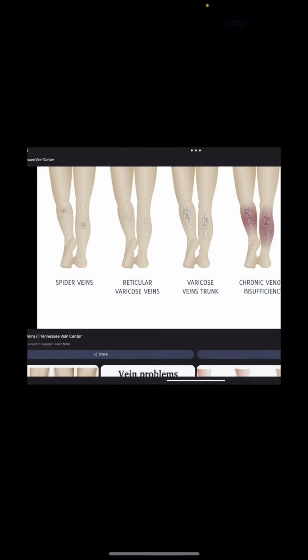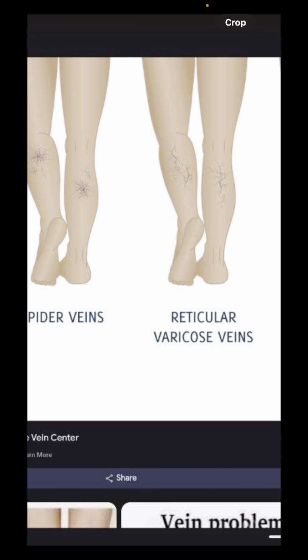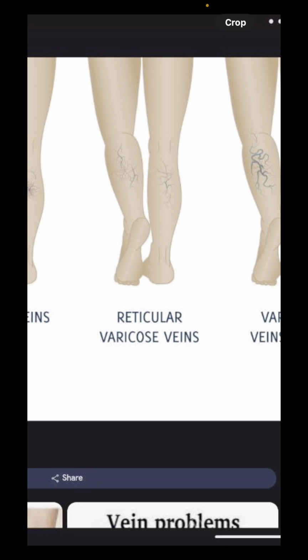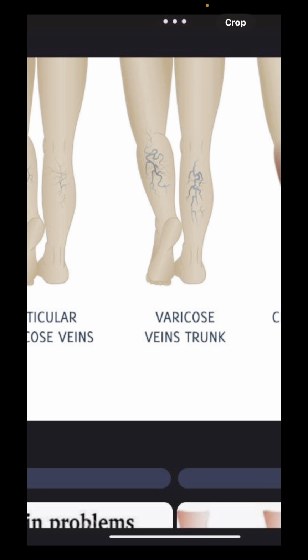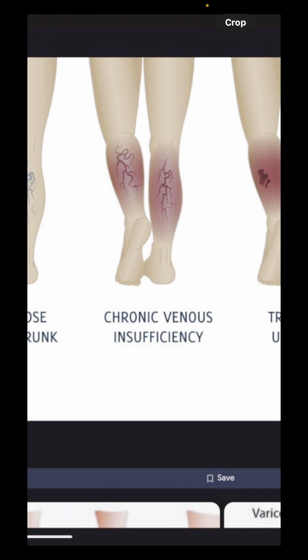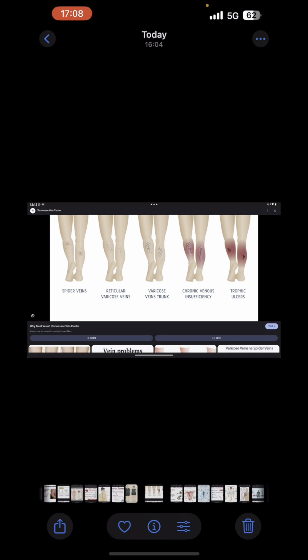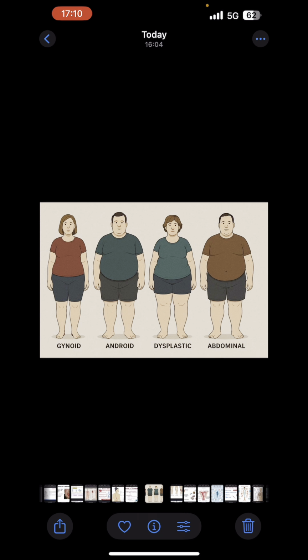Venous insufficiency. So first of all, we're going to see the spider veins. After the spider veins, we are going to see the reticular varicose vein. Then there is the varicose vein trunk and the chronic venous insufficiency, and finally there will be a trophic ulcer. Next are the photos showing a lot of types of obesity.